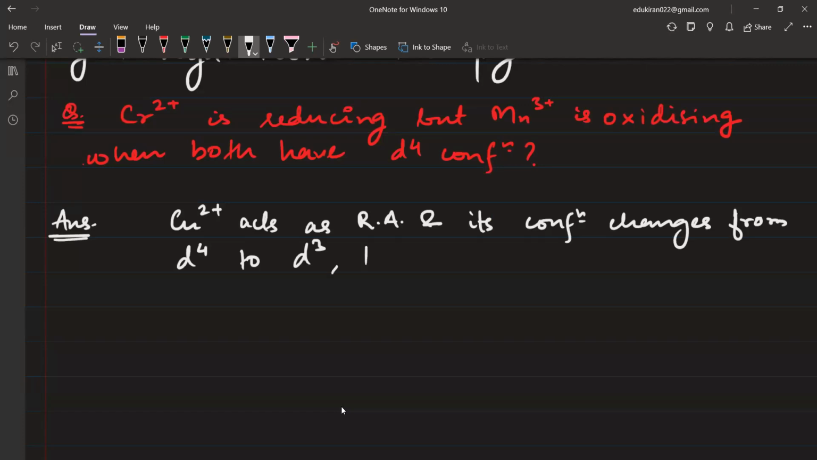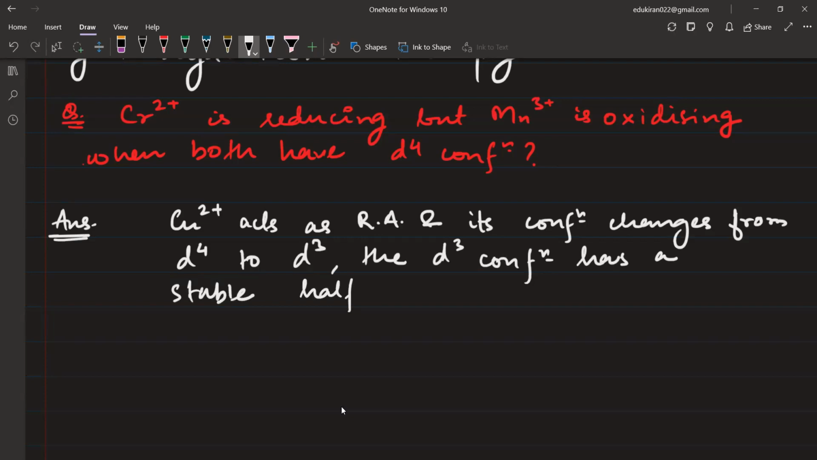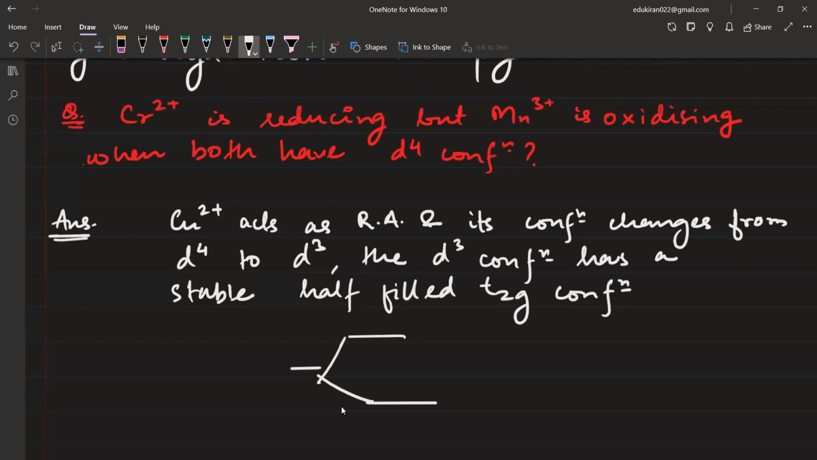Okay, right, next, the D3 configuration has a stable half filled T2G configuration. Okay, now what is the T2G configuration? We said that orbitals split, right? We have 3 orbitals here like this, and we have 2 orbitals here. This is known as the T2G orbital, this is known as the EG orbital. All of these things you will understand only when you learn complex compounds, coordination compounds, coordination complexes. When you study that, then you will understand how this splitting happens.